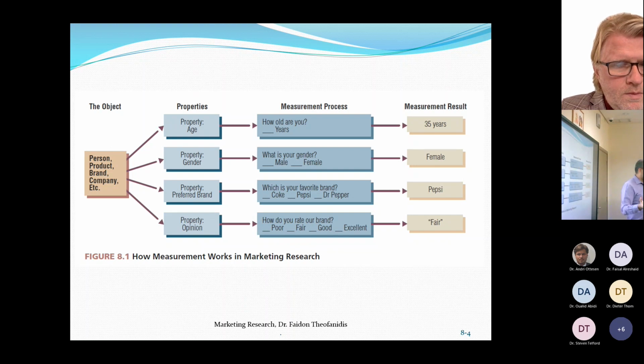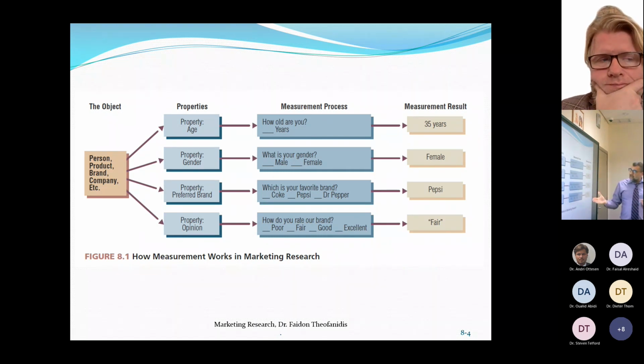And the consumer can freely write down his age. This is an example of an open-ended question. And after performing the measurement process, or better, asking the questions to the respondents, then you get the measurement result. The measurement result is reflected in specific values.